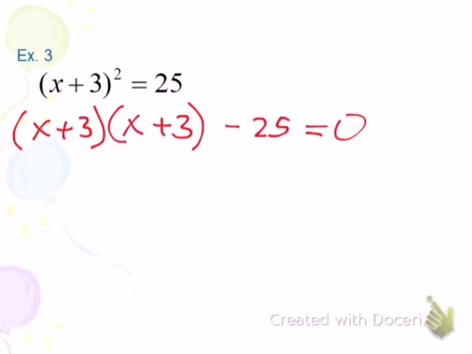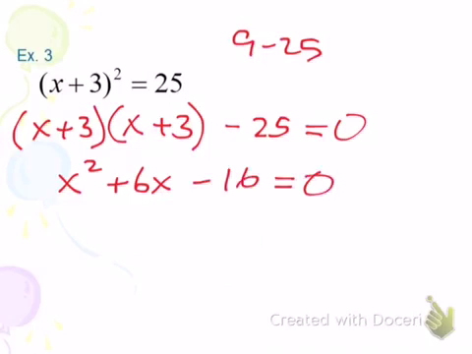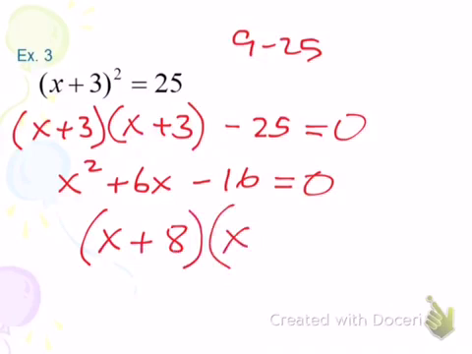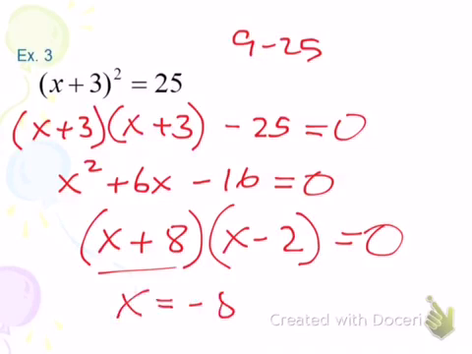Now what's x plus 3 times x plus 3? X squared plus 6x plus 9, right? Plus 9 minus 25. What's 9 minus 25? Negative 16 equals 0, right? What are the factors of negative 16 that add up to be positive 6? Positive 8, negative 2. What are my two solutions? X equals negative 8, x equals 2.